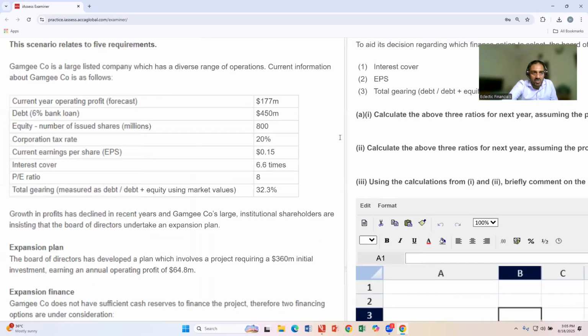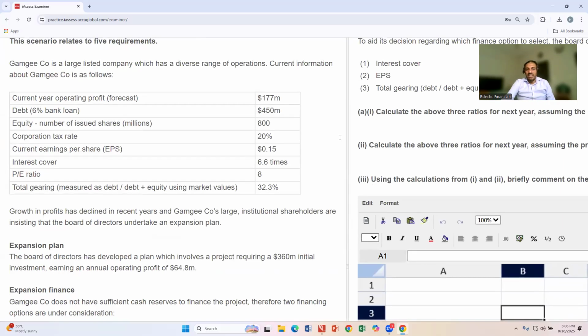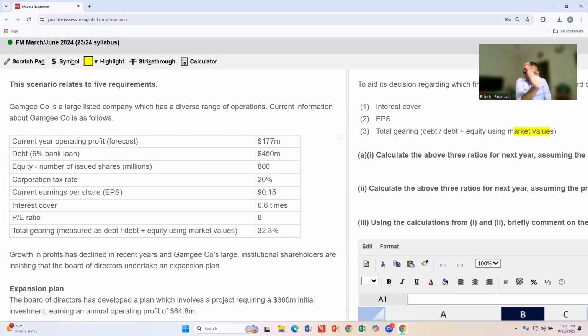So let's read the question. Gemgee, now read the content. Based on the requirement, the ratios, financing by debt or equity, and commenting. Based on that mindset about the requirement, now read the content accordingly.